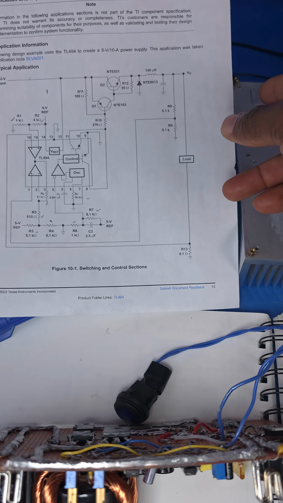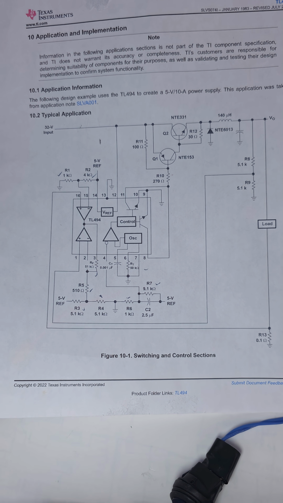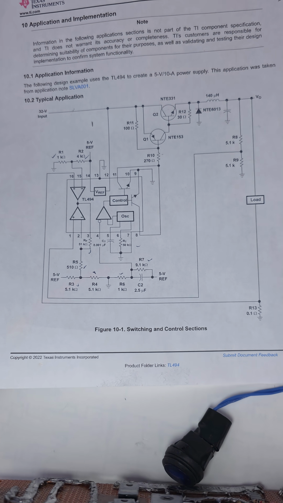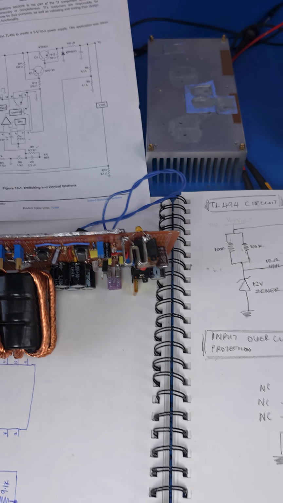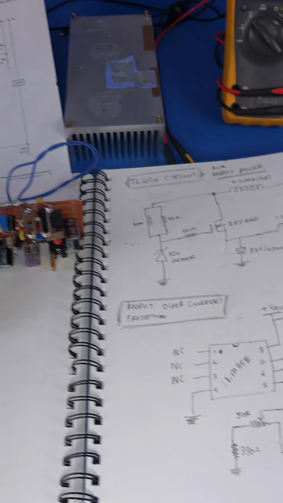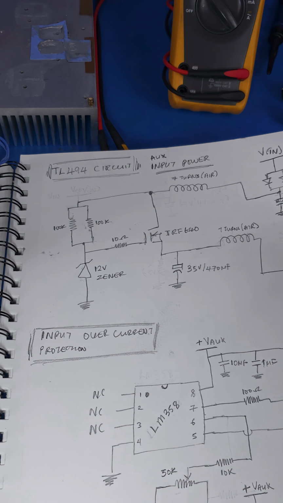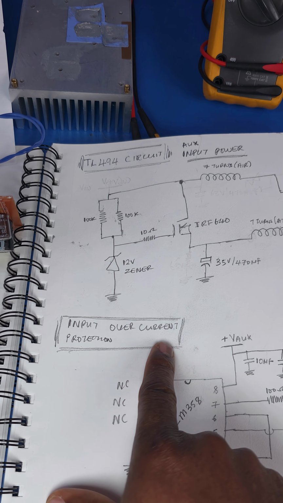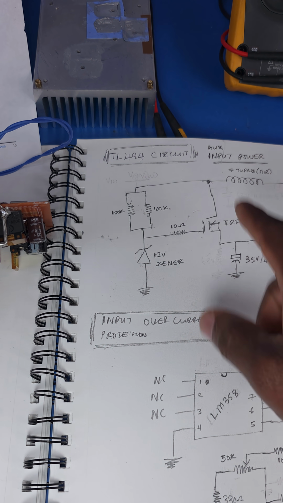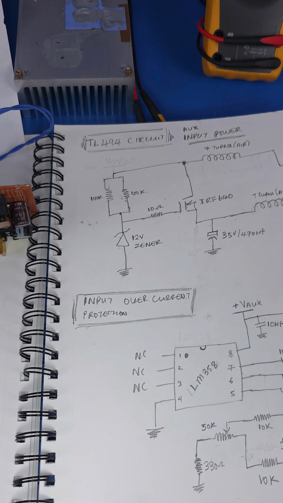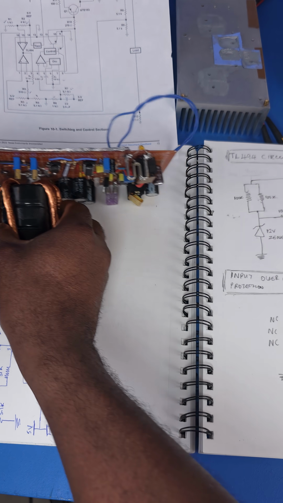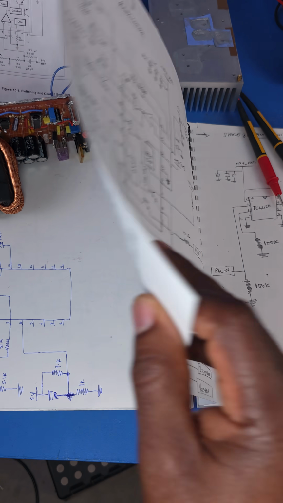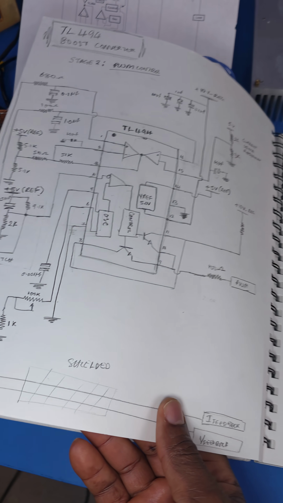So what I've done is use the basic schematic from Texas Instruments for the TL494. I'm fine-tuning it and adding some functions, as you can see here. I'm adding the input overcurrent circuit. I'm also modifying the input power so we have less noise on the system. All of this I'll be able to go over during the actual video.